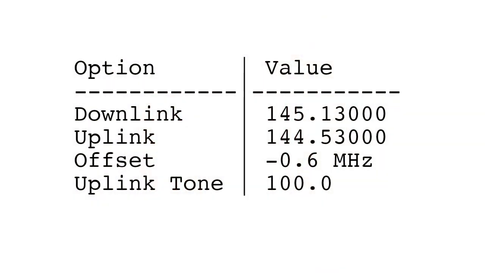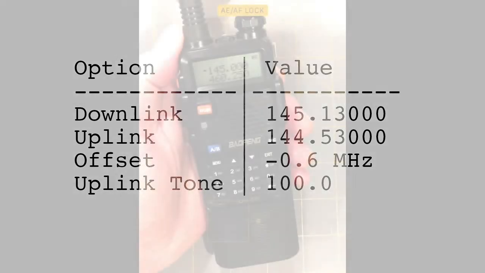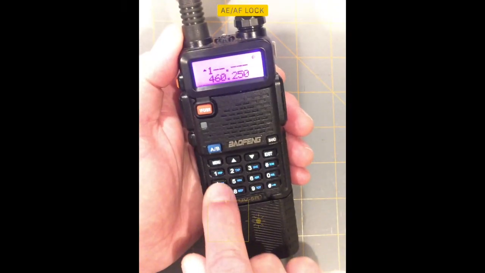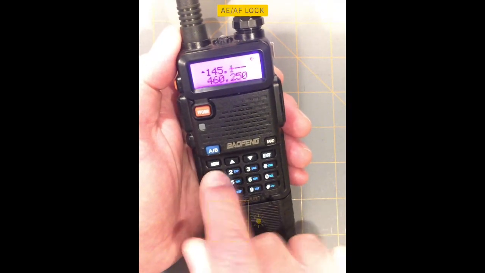Step 5. Enter the downlink, or the input frequency. This is the frequency we will use to listen to the repeater. We'll use the keypad to enter the downlink, or the input frequency, 145.130. We don't need to enter the decimal point, but we do need to enter all 6 digits. 145.130.